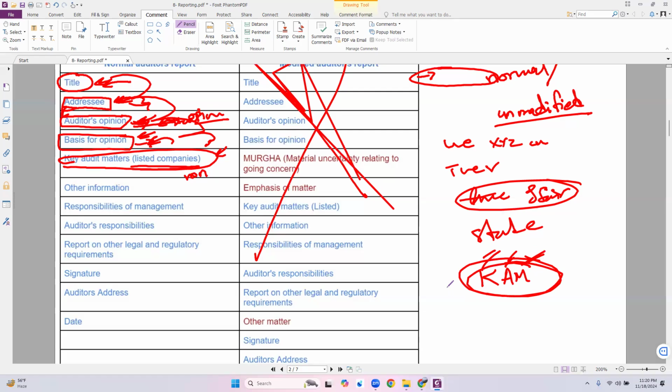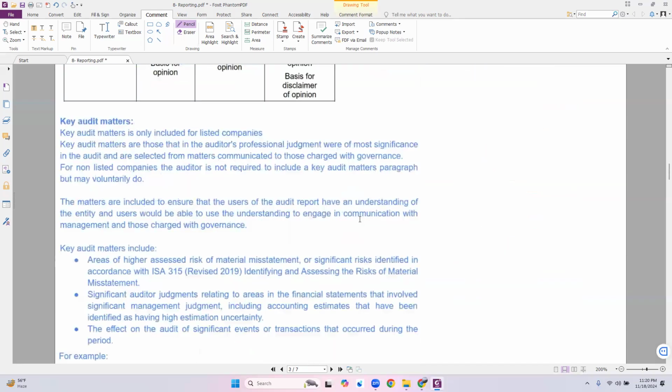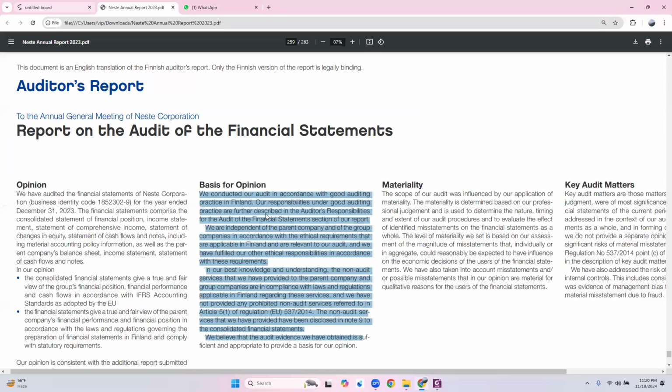Now, the important question is what is included within the key audit matters paragraph? I will move towards the notes which are included right here. But first, I need to give you a basic understanding. Let's talk about CAM. What is included here?